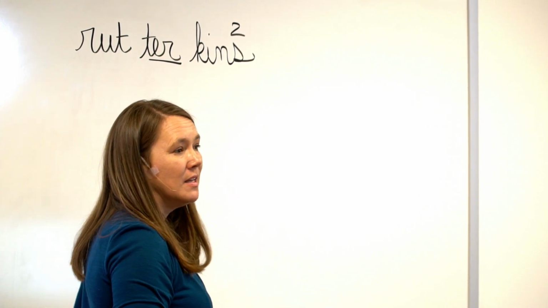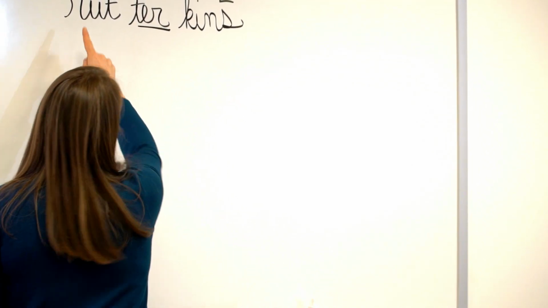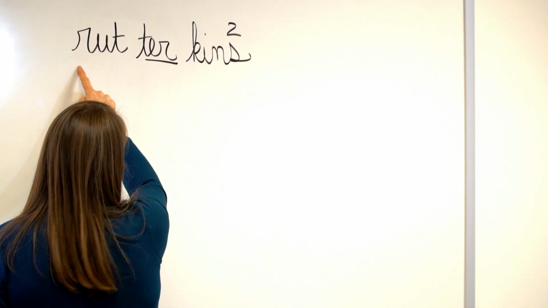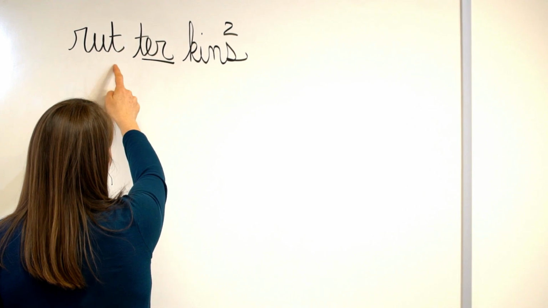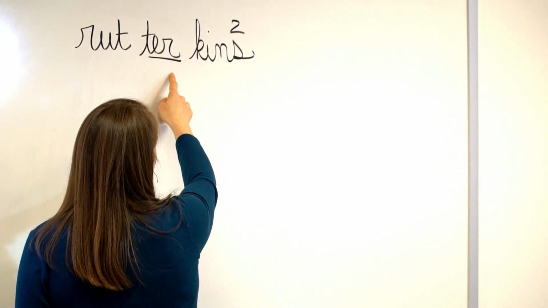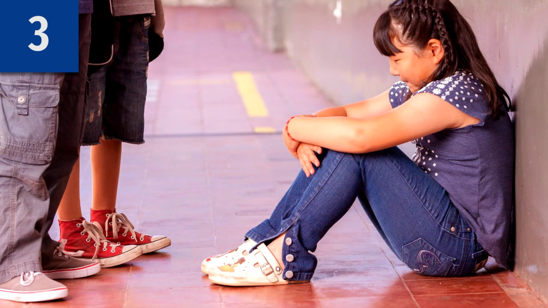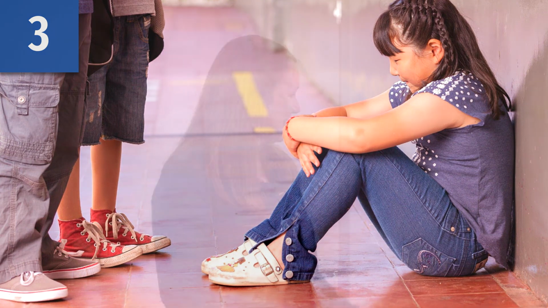Rudderkins. When you get to larger words too, if students are struggling with it, you can go, let's sound out the first syllable. Rut. Second syllable, ter. So you can break it apart like that if they need that help as well. And what is Rudderkins? What do you think that means? Bullies. Rudderkins, the bullies.